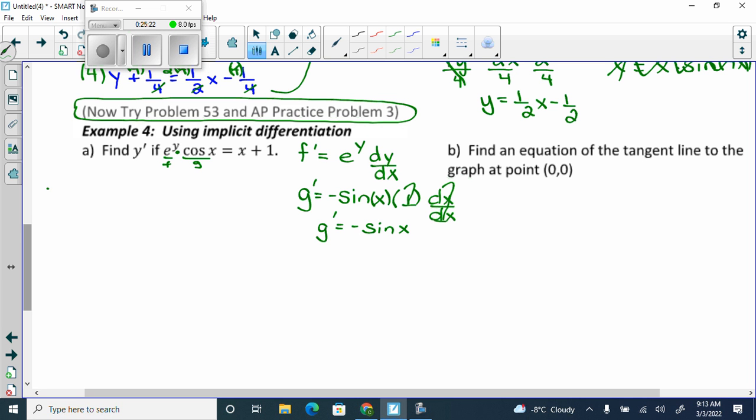Okay, so let's start. We go f, which is e to the y, g prime, which is negative sine x, plus g, which is cos x, times f prime, which is e to the y, and then dy over dx, and I'm running out of room. And you have to keep going. You do the derivative of the whole thing. The other side's really easy. What's the derivative of x? 1 dx over dx. It just cancels off. And then what's the derivative of 1? Nothing. So the right-hand side just equals 1.